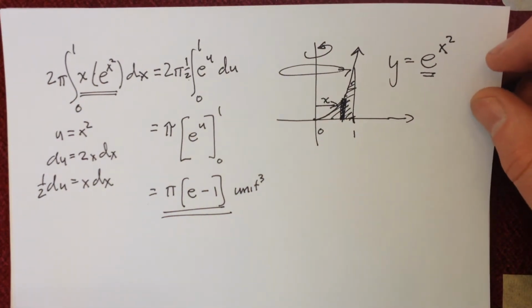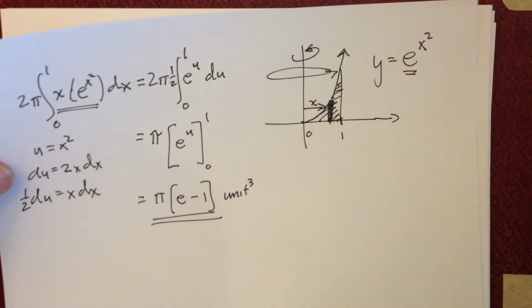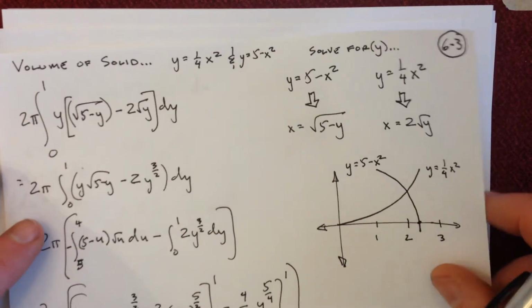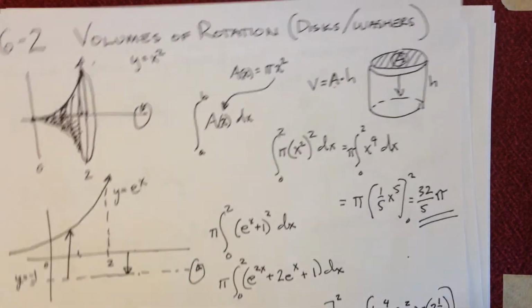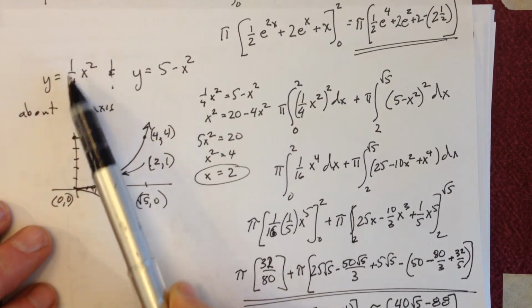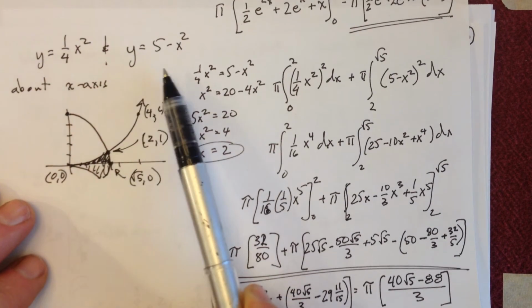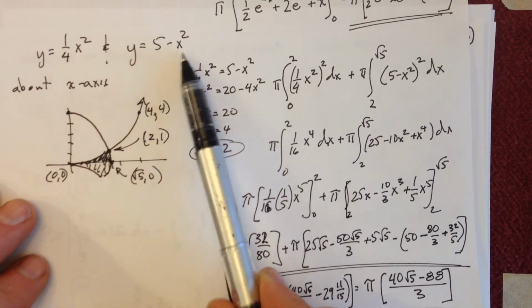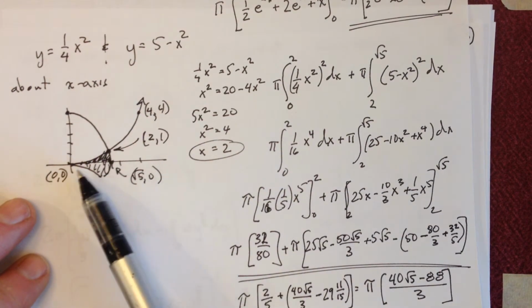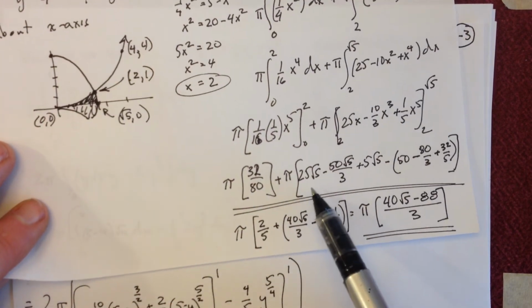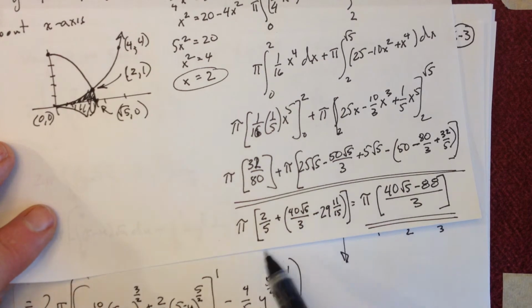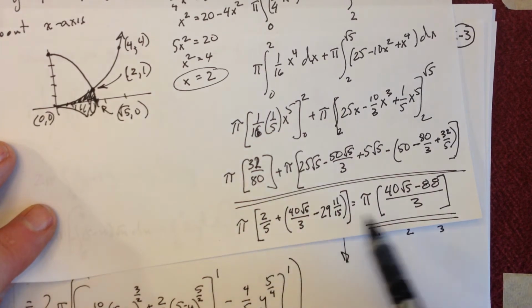All right, then as a final closing thing, I did one of the problems we'd done earlier. This was the problem from last section in volumes of rotation, where we did this shape that was 1/4 x squared and 5 minus x squared, and it made this strange little trumpet shape. I went through it all. I just abandoned it here because it looked like it was going to be just too awful. So while I was off camera, I solved it.